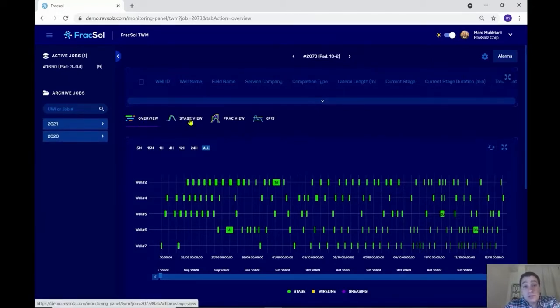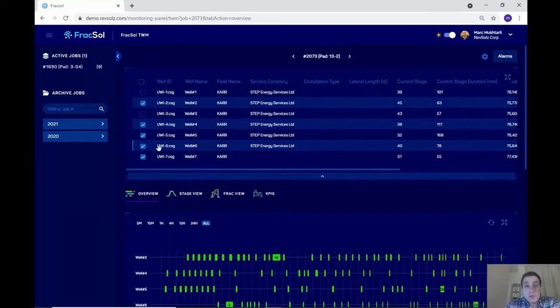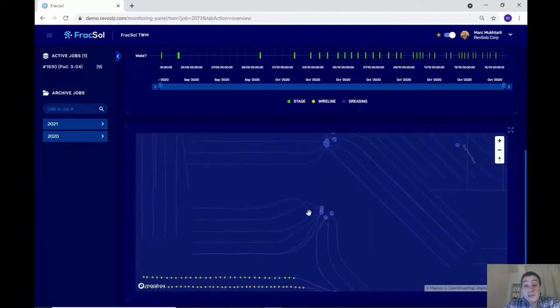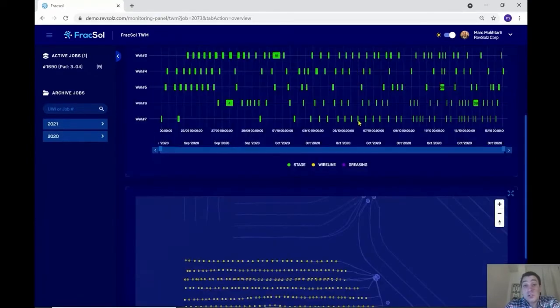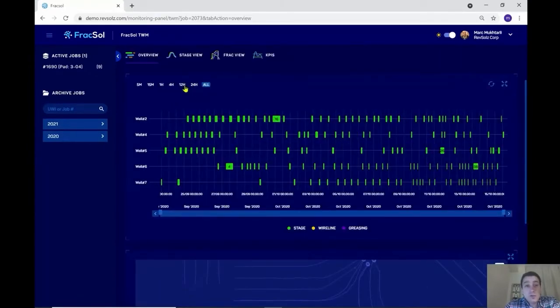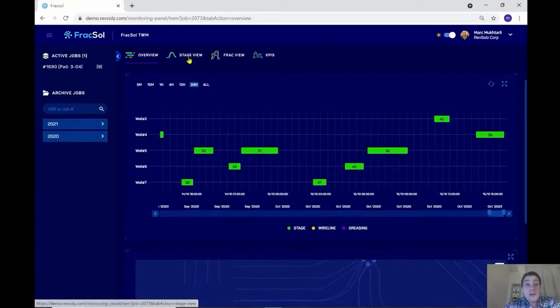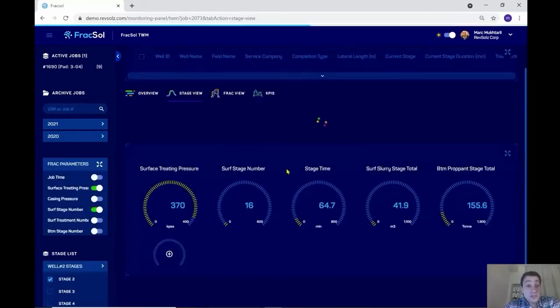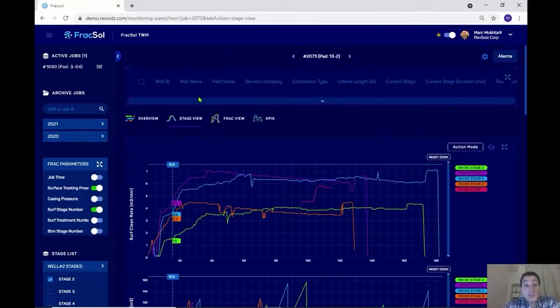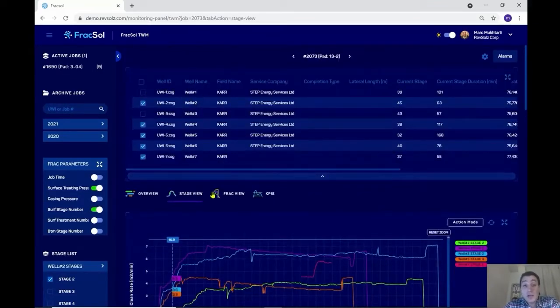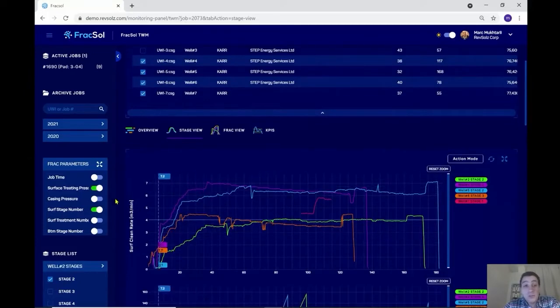The TWM section consists of 4 different tabs. The first is the overview section, where you're going to be able to see your wells, some basic information about the wells, the Gantt chart, and well configurations, where you can have some overview about your wells. The next tab is the stage view, and the stage view is pretty much the wells that you have selected from the top populating in the bottom based on the frac parameters that have been selected on the left hand side.